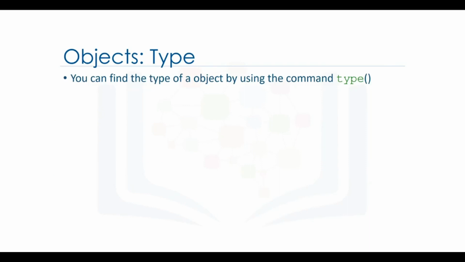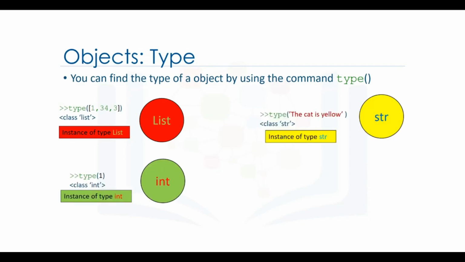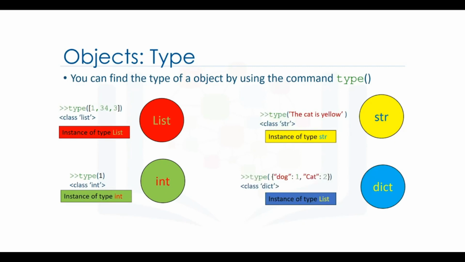We can find out the type of an object by using the type command. In this case, we have an object of type list. We have an object of type integer. We have an object of type string. Finally, we have an object of type dictionary.